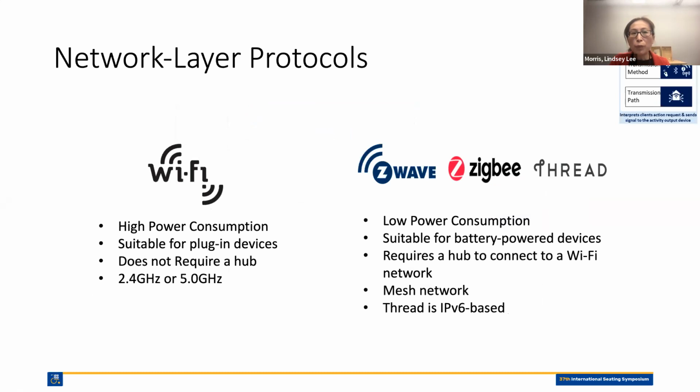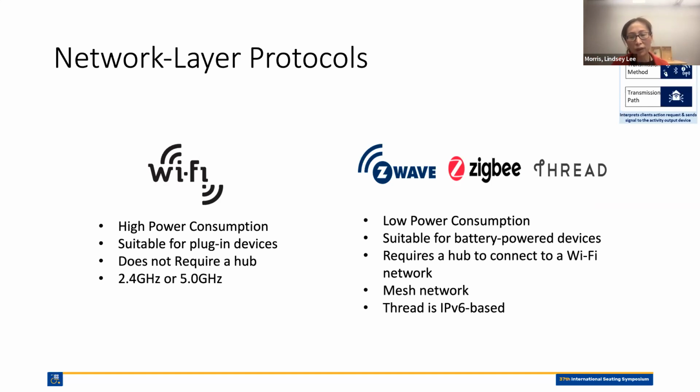Just a little bit more information about the network protocol, the hardware level protocol. I mentioned there are Wi-Fi, Zigbee, and Thread. So I separate them into two places. You can see on the left side is Wi-Fi, and on the right side are the other protocols together, because they are very different. The Wi-Fi protocol has high power consumption. So basically, it's only suitable for devices that you plug in.